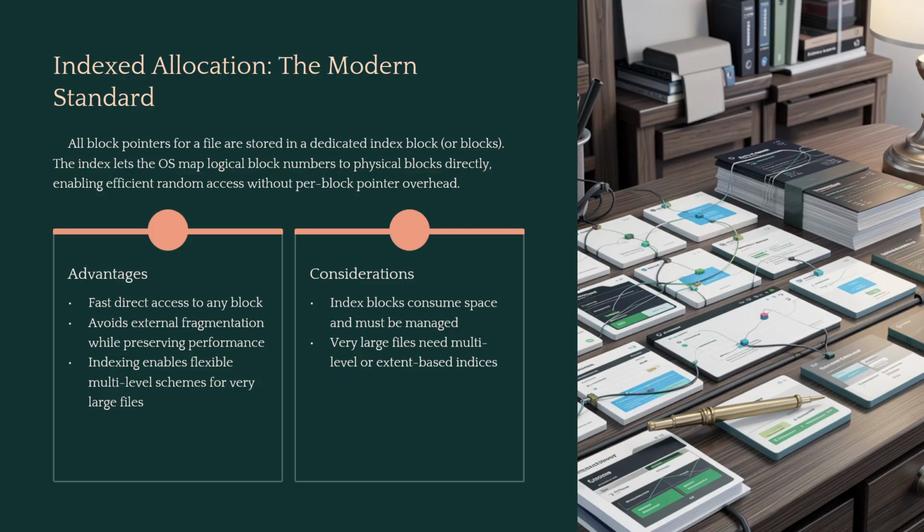Now let's move to indexed allocation, which is widely used in modern operating systems. In this method, every file has a separate index block that stores the addresses of all its data blocks. Whenever the operating system needs a particular block, it simply checks the index block and directly accesses the required location. This provides fast random access while also avoiding external fragmentation because blocks can be stored anywhere on the disk. This method is highly flexible and works well for both small and large files.